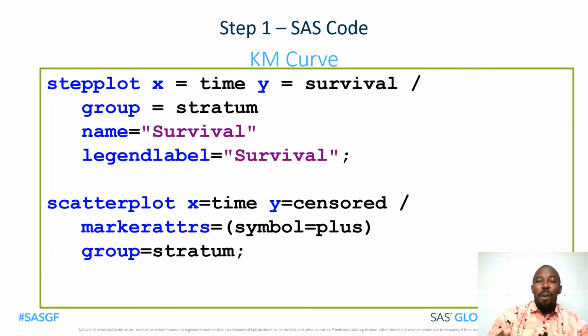The scatter plot statement produces the plus-shaped markers which represent the subjects with censored time points. You can see that the symbol equals plus option is used within the marker attributes option to create the plus-shaped symbols. Again, the group option is used to display censored time point values for each of the 3 treatments.